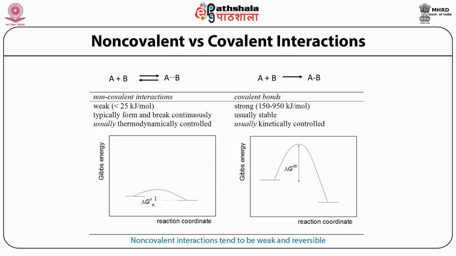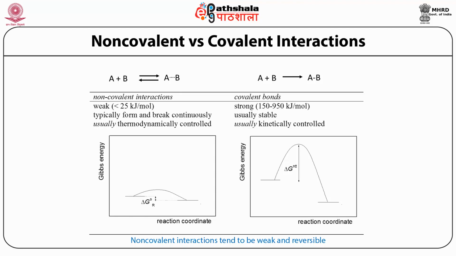If you look at the diagram given below, which are ascribed to non-covalent interaction and covalent interaction, you can see that in the non-covalent interaction, the product is more stable. However, the energy difference between the product and the starting blocks is not much. So they are thermodynamically controlled, but they are reversible. That means they can form and break continuously.